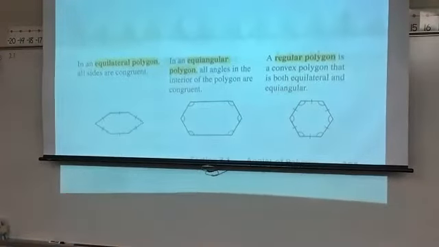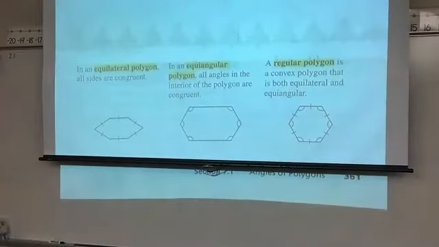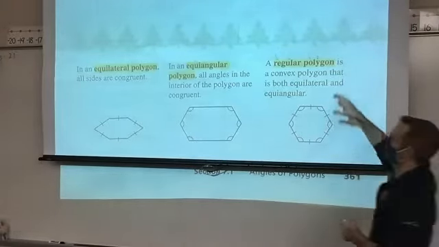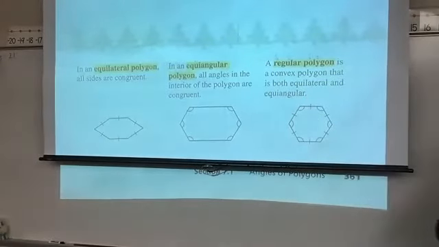We got to look at this idea of a regular polygon, and the name is deceiving because when you think of something's regular, you think it's just average. There's nothing special about it, right? But a regular polygon is a very specific, special type of polygon. A regular polygon is an equilateral and equiangular polygon.